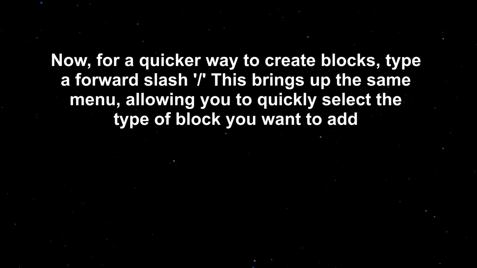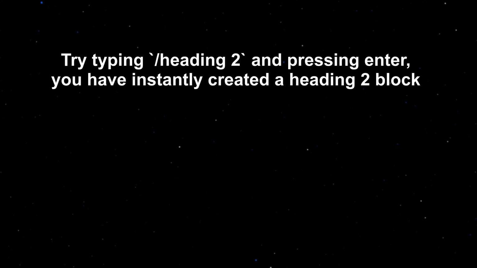Now, for a quicker way to create blocks, type a /. This brings up the same menu, allowing you to quickly select the type of block you want to add. Try typing heading 2 and pressing enter. You have instantly created a heading 2 block. Type a title for this section of the page. The possibilities of Notion blocks are endless.